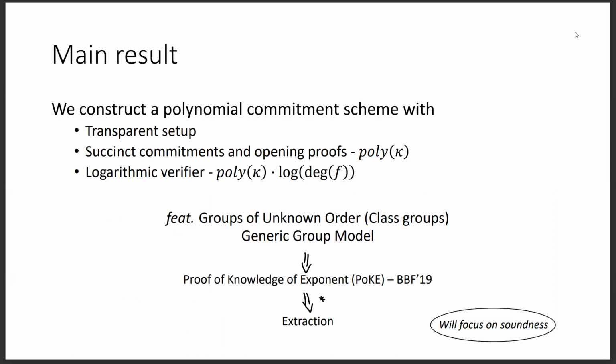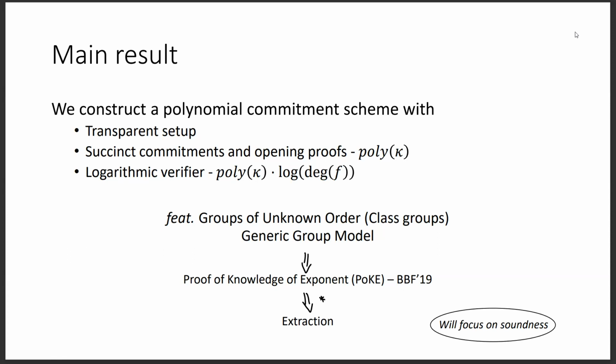So what's our main result? We're going to be constructing a polynomial commitment scheme with a transparent setup, succinct commitments, in fact constant size commitments and opening proofs. So they do not depend on the degree of the polynomial, just the security parameter. And we also have a logarithmic verifier, so the verifier runs in time log degree of f. And like Dimitri mentioned, we also use groups of unknown order, and we use class groups this time, not RSA groups. And our proofs work in the generic group model.